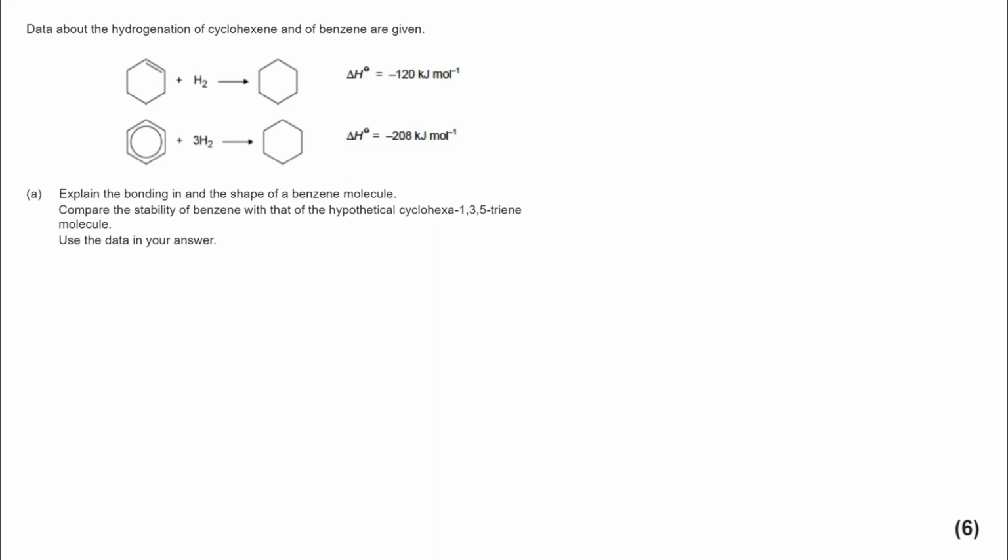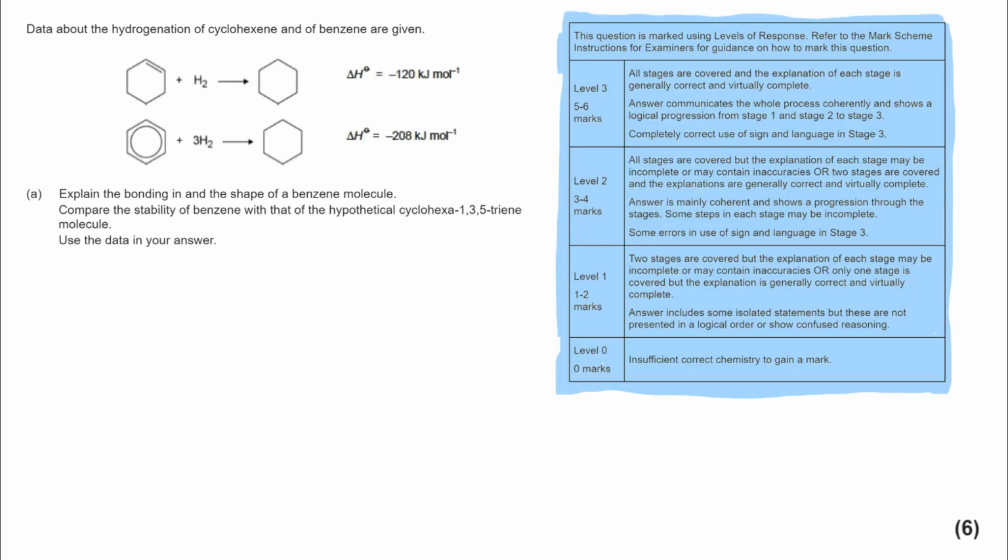Okay, so starting the review, it is asking you to use the data within your answer. So that's a key giveaway that you're going to have to do some calculation with what we have here. But much of it is actually about understanding the bonding within a benzene molecule. Going to put up how the level is determined, whether you're a level 3, 2 or 1.